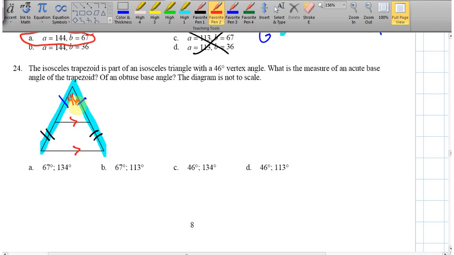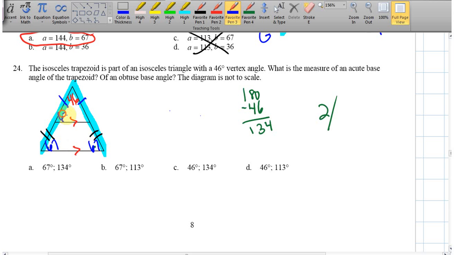So if it's an isosceles triangle, that means these two base angles have to be the same as well. If I take 180 minus 46, this is looking like 134. And if I take 134 and divide it by 2, what is that answer? That is 67. That means this angle here is 67 and that angle right there is 67.